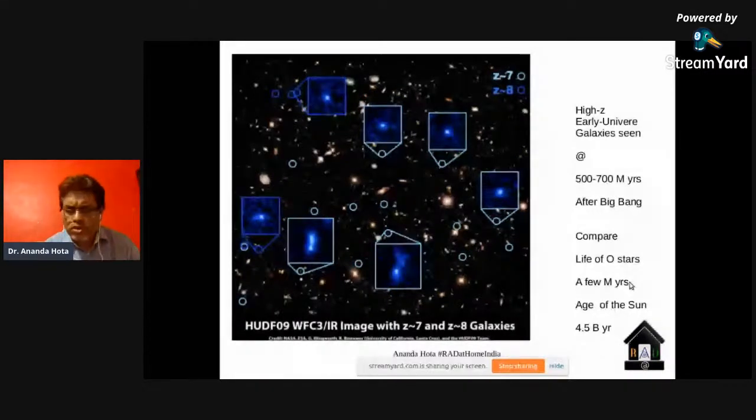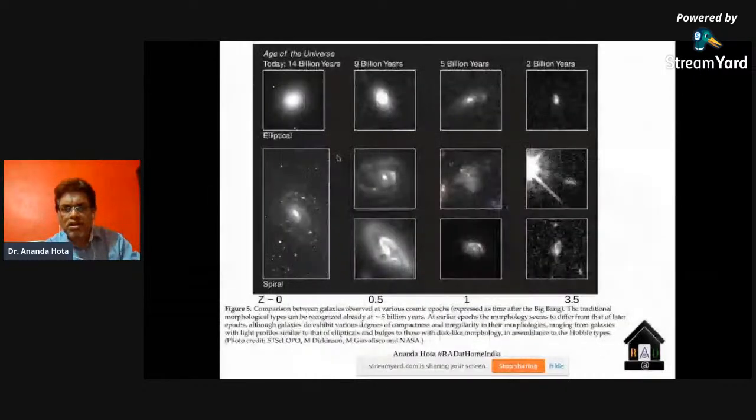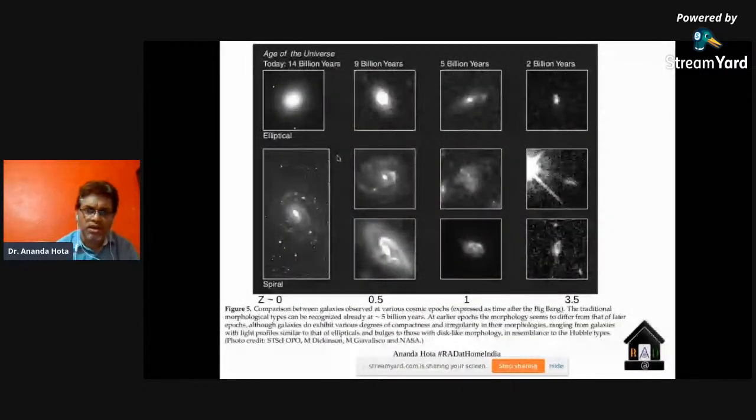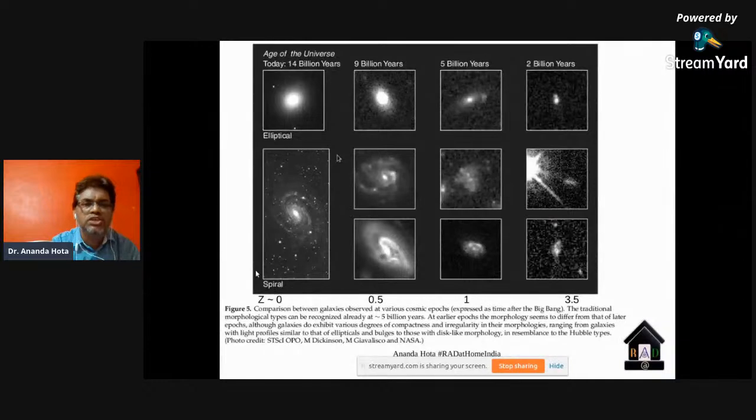So what do you do with looking at so many galaxies there? First thing is sort them out with distance, what type they are. Okay. So nearby universe, redshift 0, almost all galaxies are falling into two modes, elliptical and spiral.